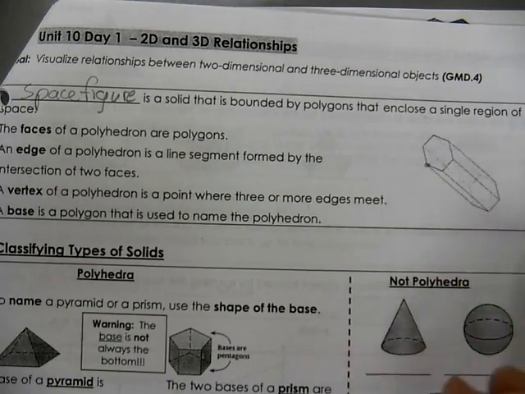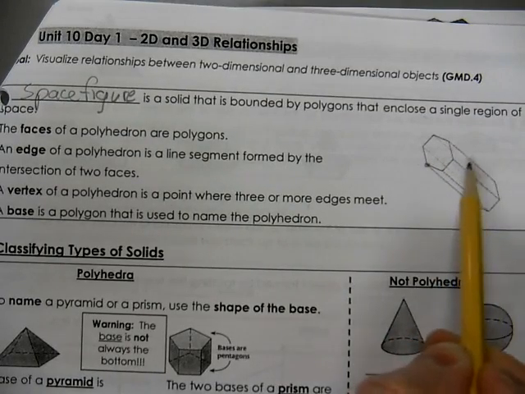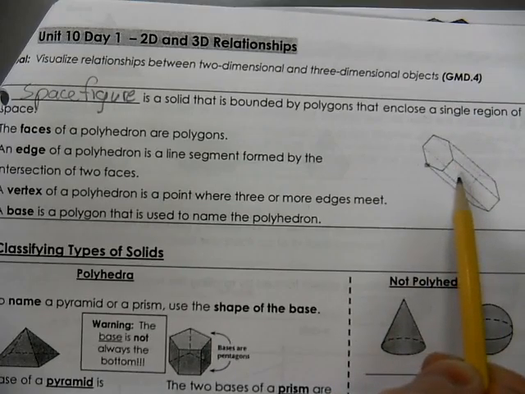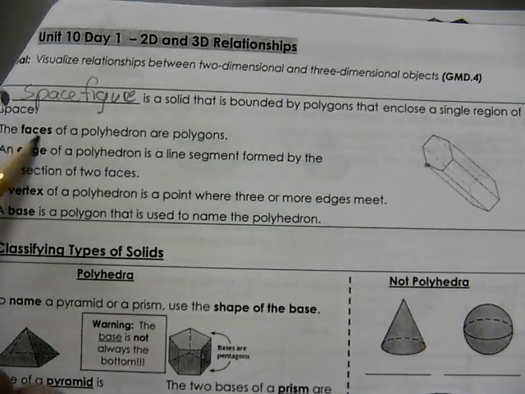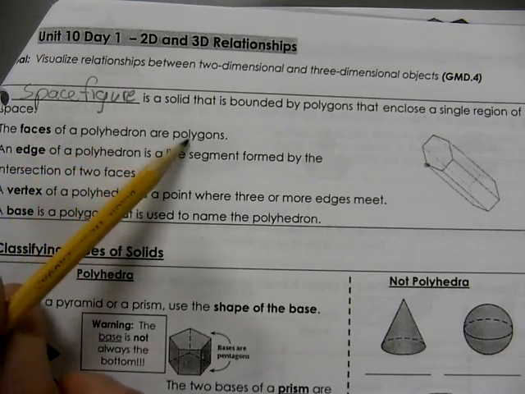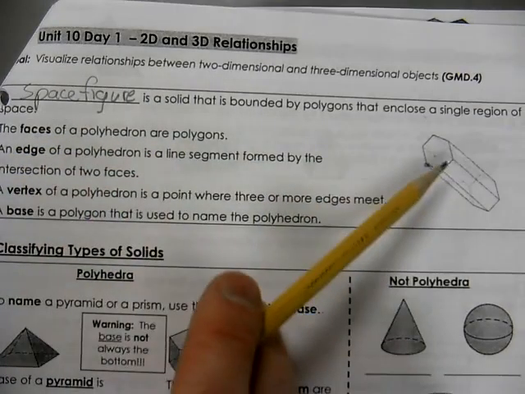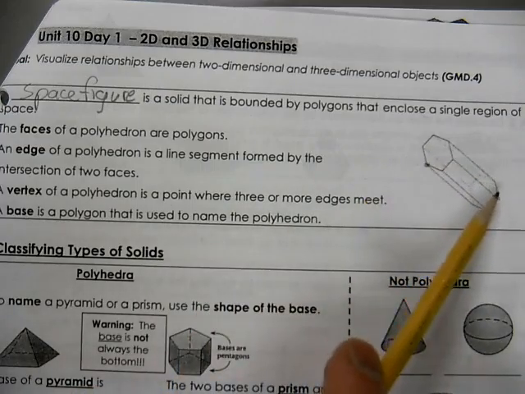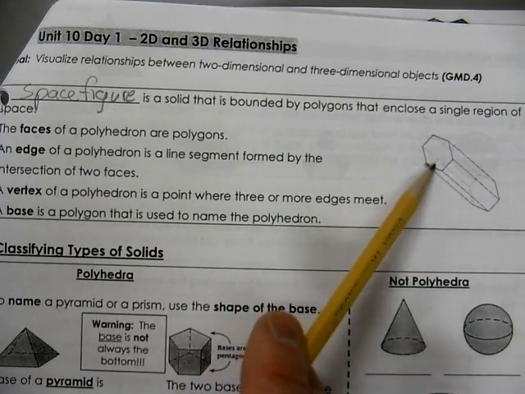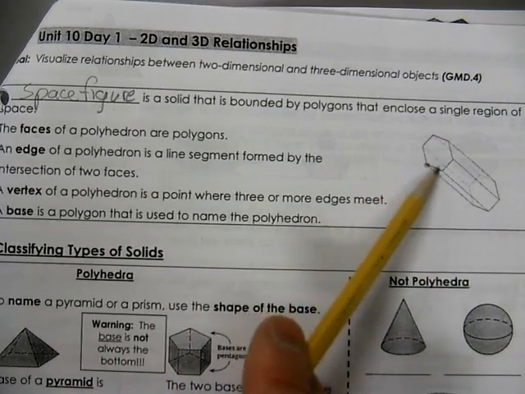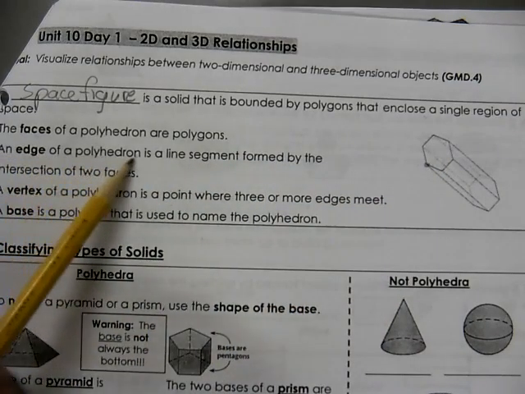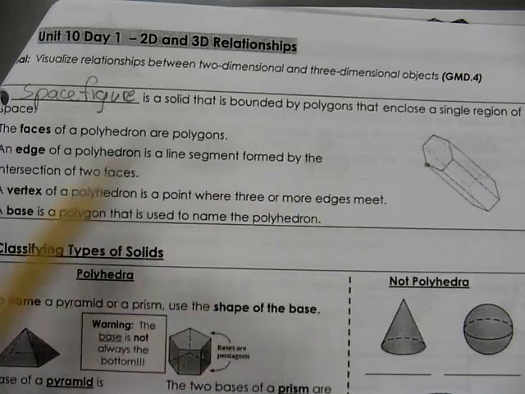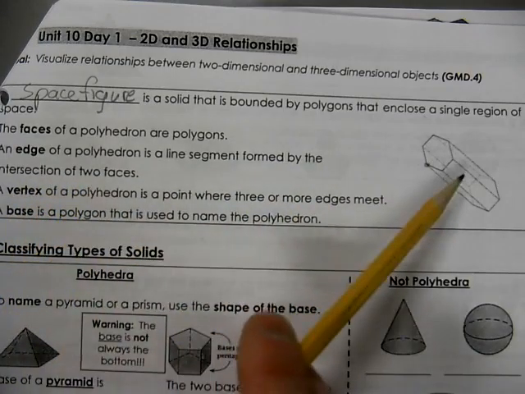We have a polygon on another side. If rectangles are connecting those, that's going to be a prism. The faces of a polyhedron are polygons. So here we have a polygon and a polygon. So the face of this particular polygon has 6 sides, so it's a hexagon. The edge of the polygon is the line segment formed by the intersection of two faces.